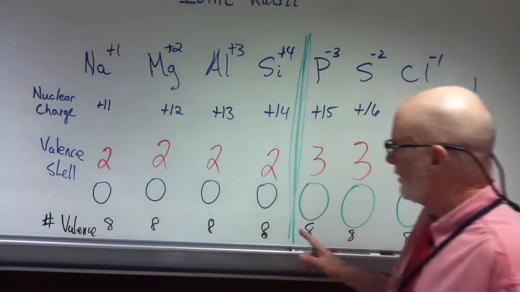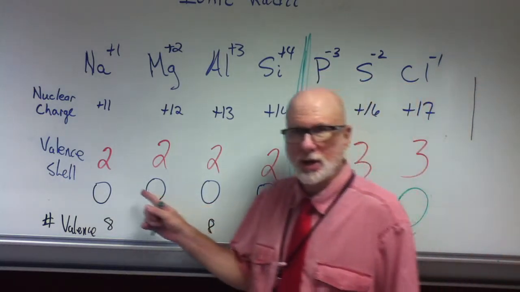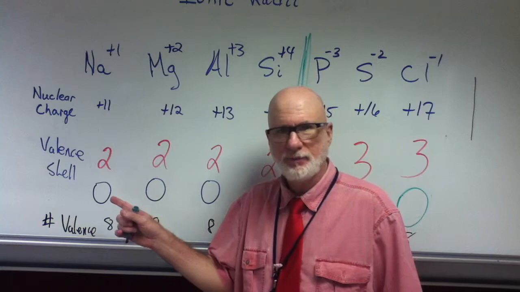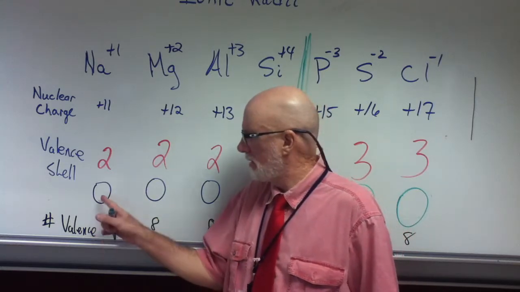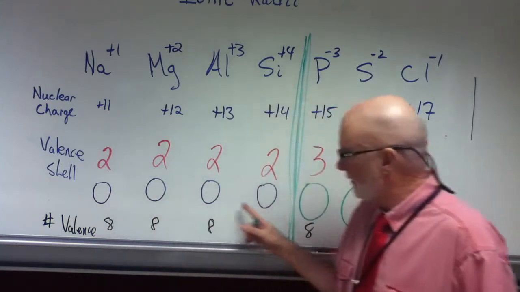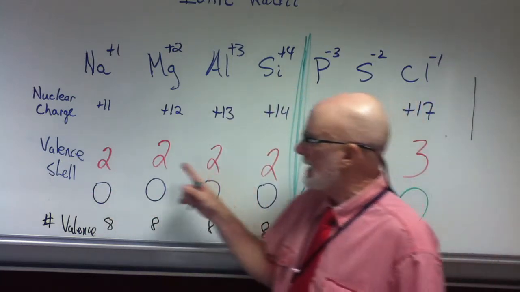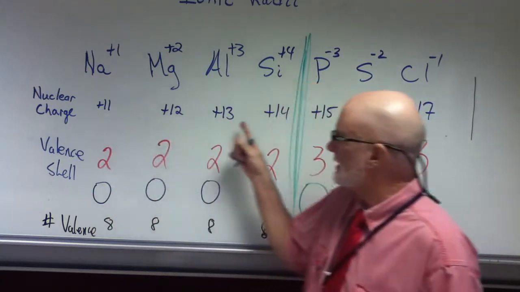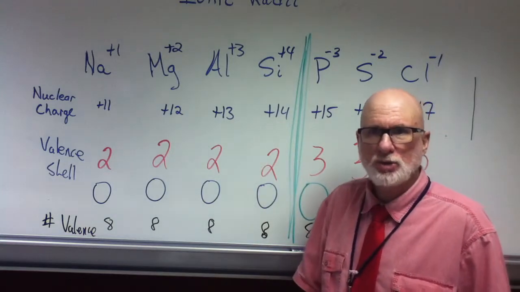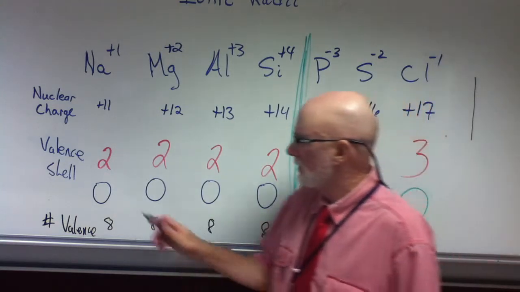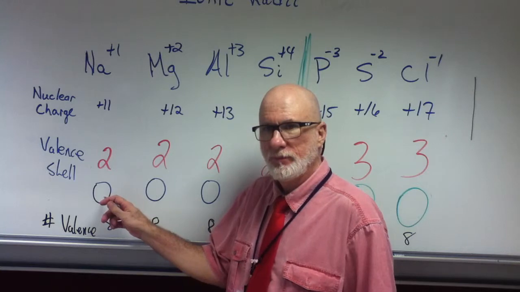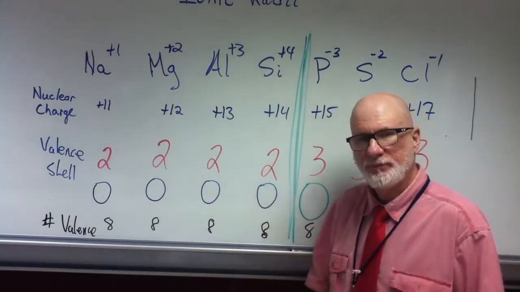Excellent. Okay, so which one is going to be a smaller ring? Remember that ring thing? They all have 8 on the ring. It's all ring 2. This has a nuclear charge of 11. This has a nuclear charge of 14. Which one is going to be the smaller ring? Sodium or silicon?